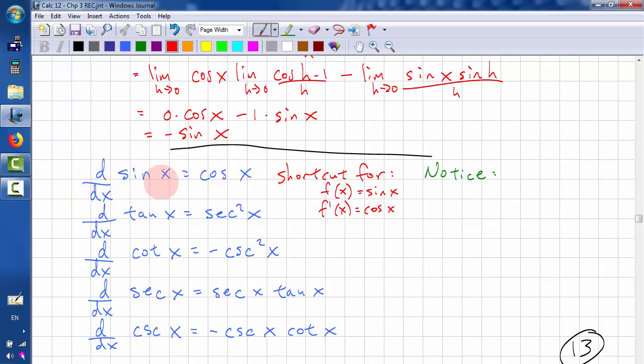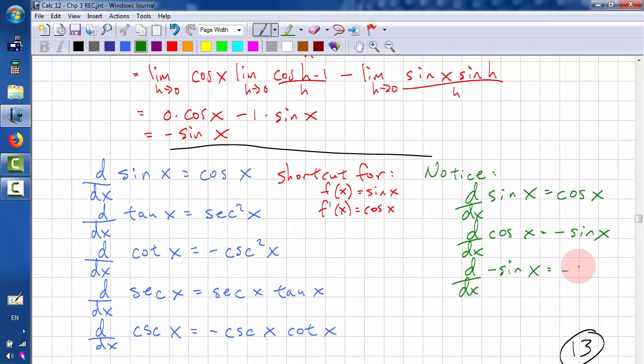When we're asked to do this, we just substitute in the derivative. You want to notice this. d/dx sine x equals cos x. d/dx cos x equals negative sine x. d/dx negative sine x equals negative cos x. d/dx negative cos x equals sine x. So every time we take the derivative 4 times, we get back to where we started from. If we started at cos x and take the derivative 4 times, we get back to cos x, and so on.